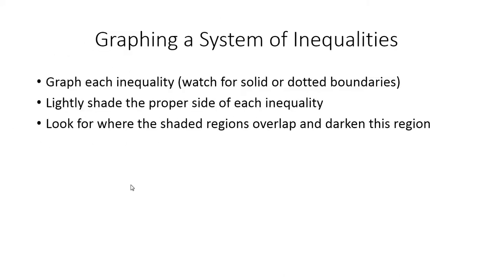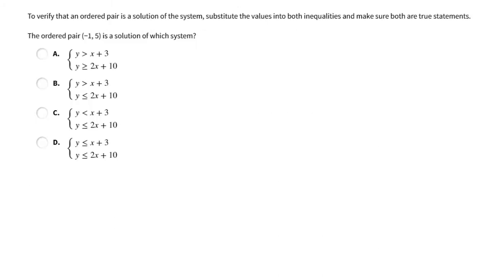I already kind of talked about it. Graph each inequality. Remember, is it a solid line or is it dotted, depending on what the inequality says. If you're doing these by hand, I would say lightly shade the proper side of each inequality, because what we're looking for is where the inequalities overlap, those shaded regions. That shaded region you want to darken, and that would actually be the solution set.